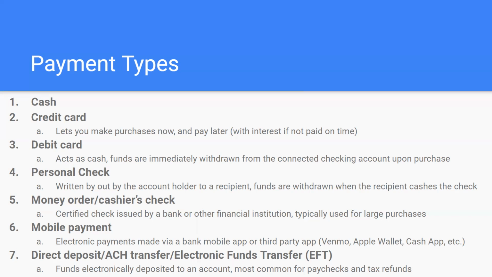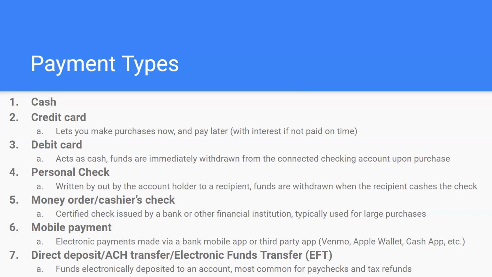There's also a debit card, which is basically a card that acts as cash, and funds are immediately withdrawn from the connected checking account when you make a purchase with a debit card. So when I have a debit card, I think of it as immediately connected to my checking account, and if I make a purchase, the money comes out right away.